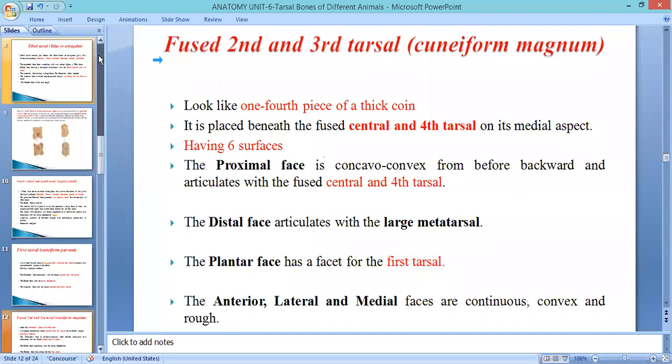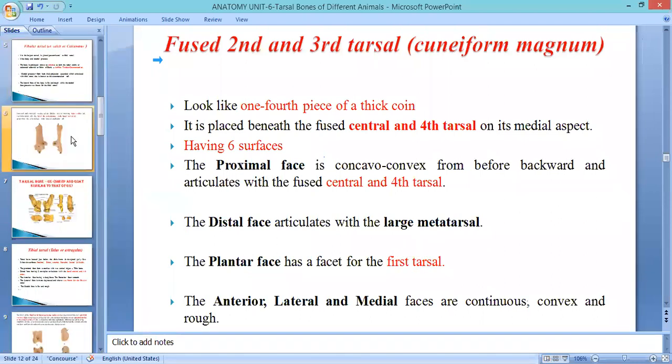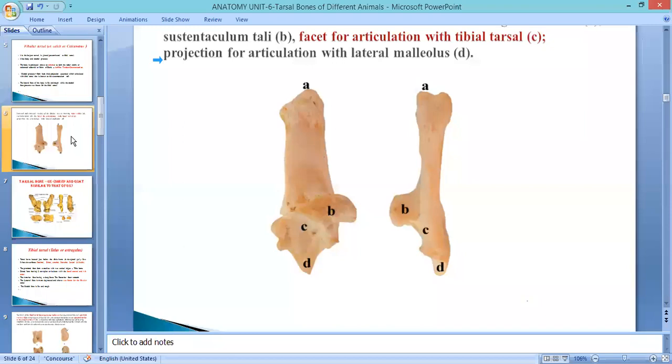So we have completed it within one minute. If anybody asks you what the tarsal bone is, it is the small bone located in the hock region, proximally articulating with the tibia and fibula and distally with the metatarsal. For description, it contains five bones located in three rows. The proximal row contains the fibular and tibial tarsal. The distal row contains the second plus third fused and first, and the middle is the central plus fourth fused.